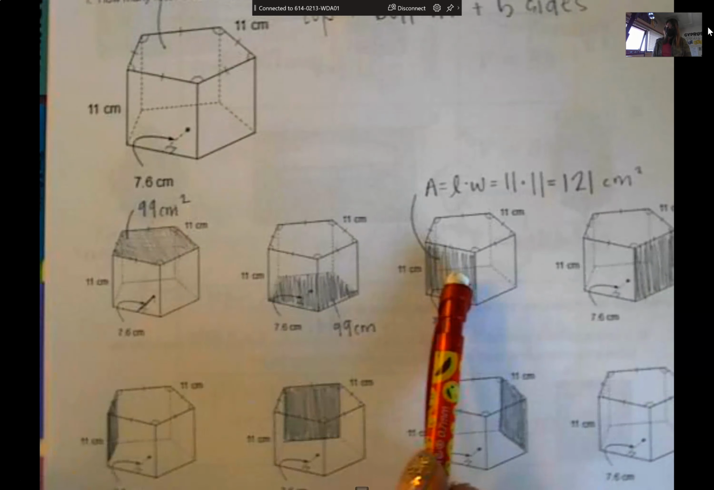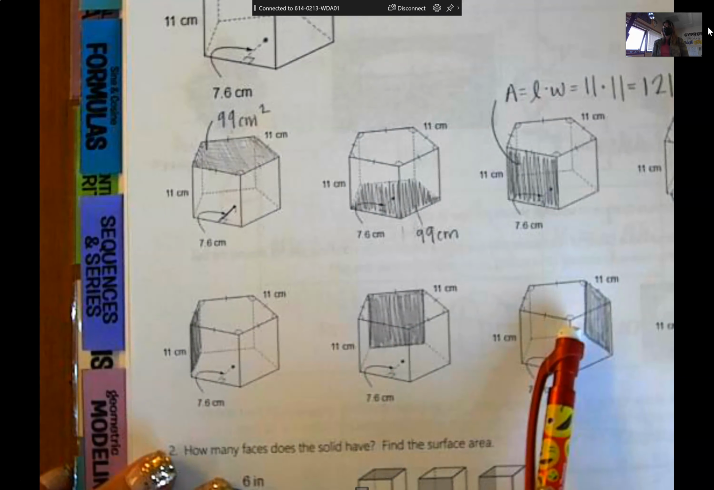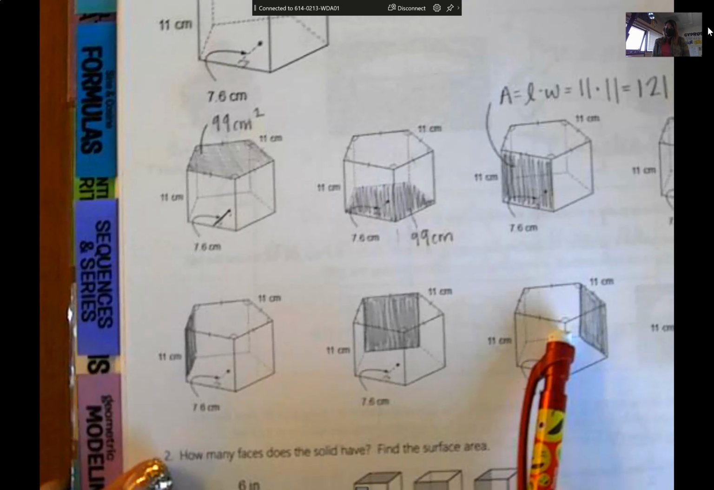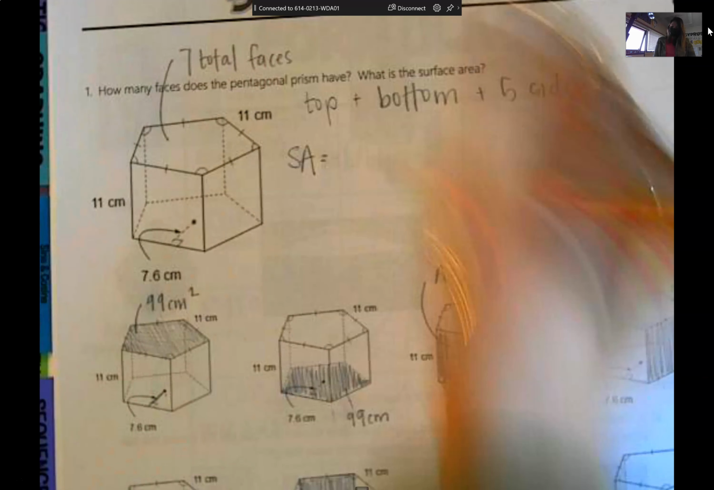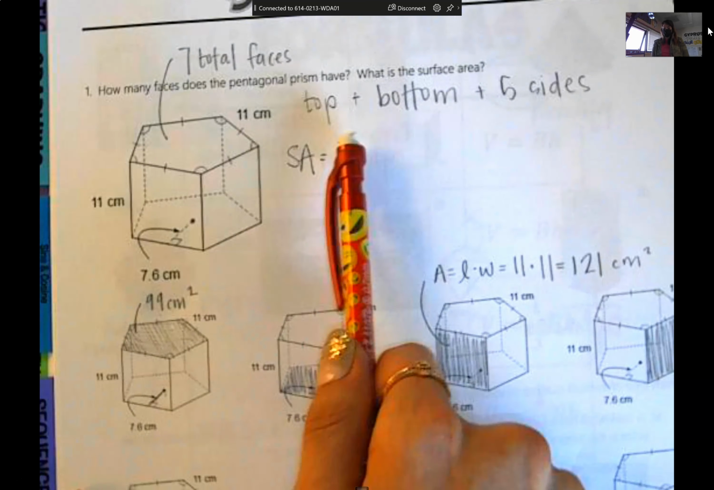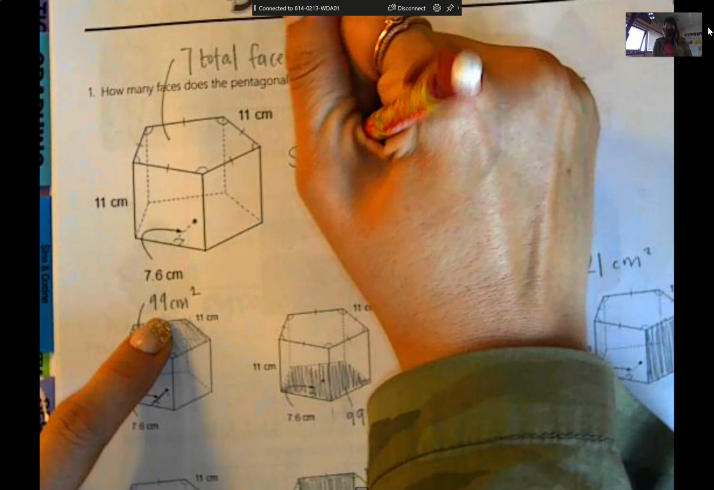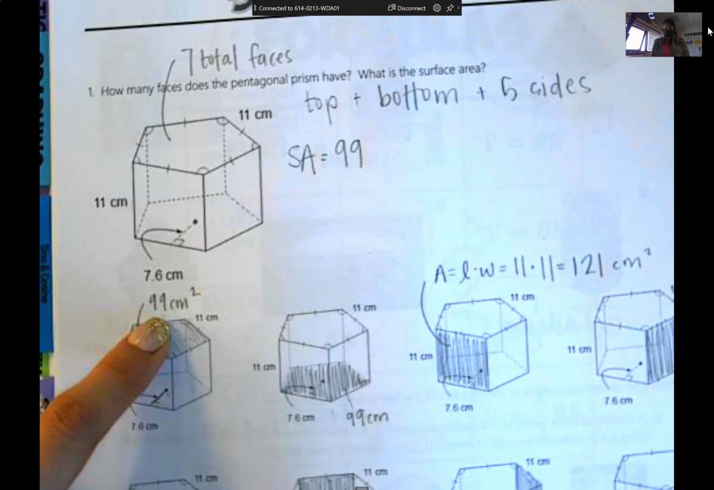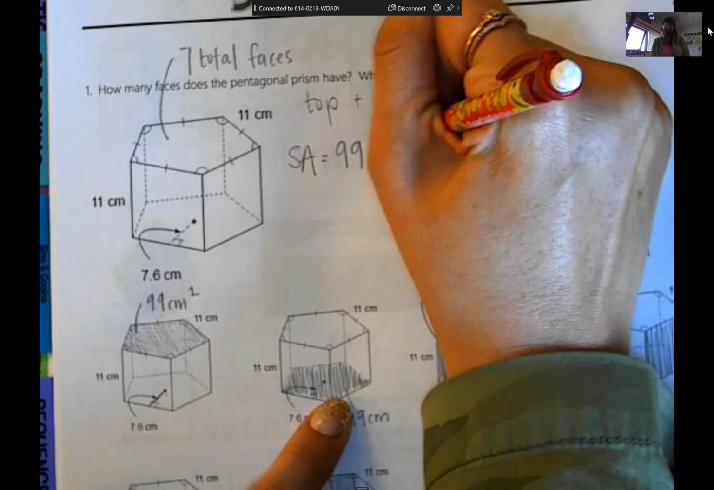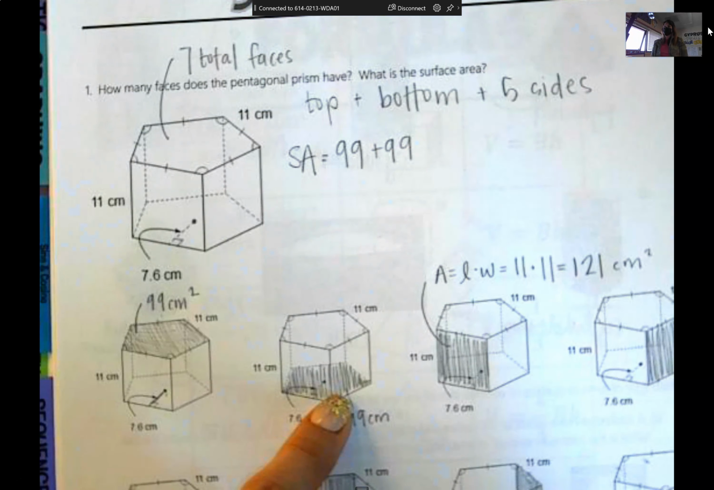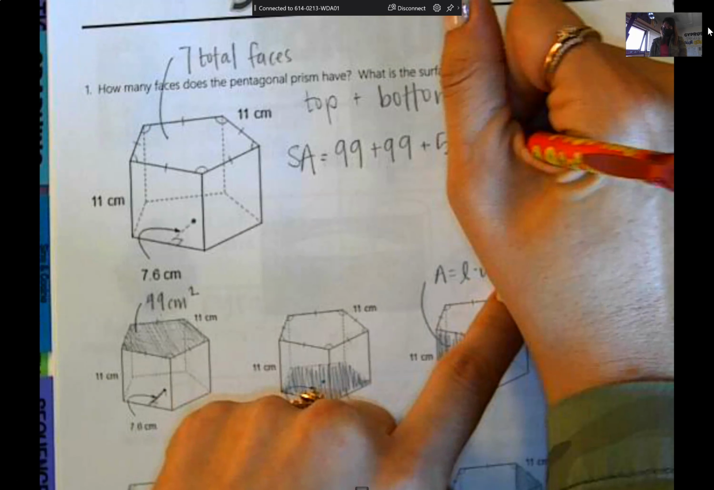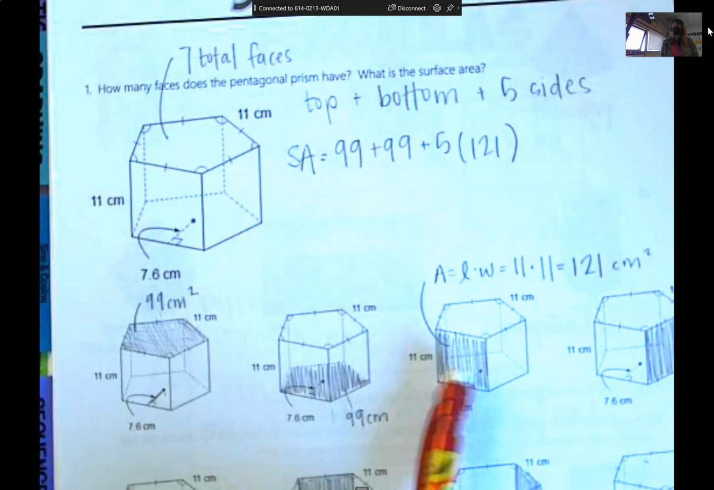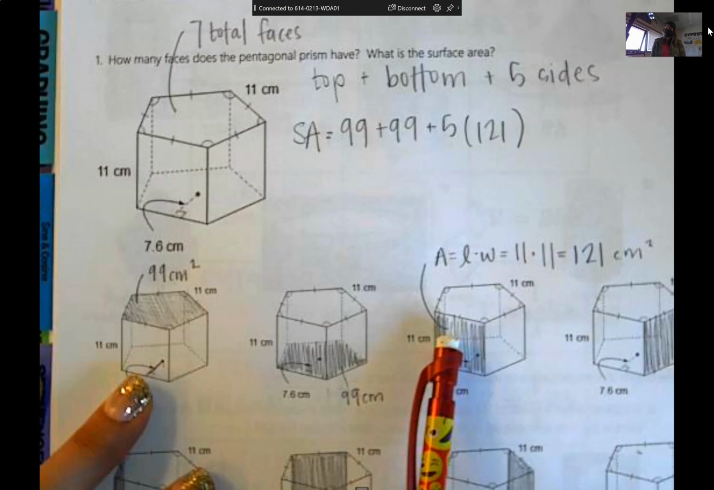Well, if this face is 121, then so is this face, and that one, and that one, and that one, because they're all the same size. So to find the surface area of this shape, we're going to take the area of the top, 99, plus the area of the bottom, 99, plus 5 times the 121 for each of these squares.